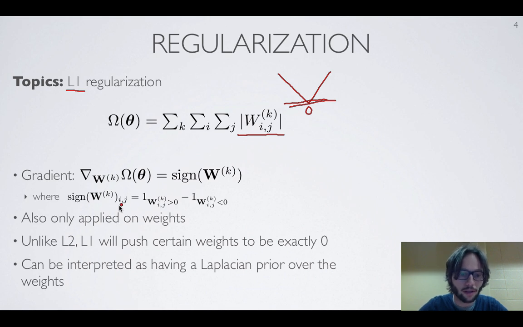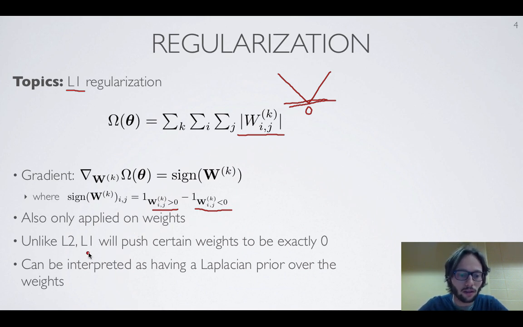So if we write this in math, the gradient of the regularizer, with respect to some weights, is just going to be the sign of the weights. So sign of the weight, we're going to define it as 1 if the weight is greater than 0, and -1 if the weight is instead smaller than 0. And otherwise, the two conditions would not be satisfied, so the sign function would return 0 for the case where the weight is 0.